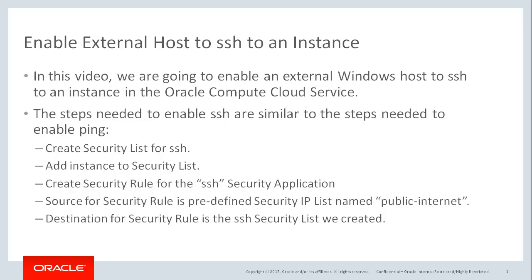We're first going to create a security list, but this time for SSH. We'll then add our instance to the security list. Next, we'll create a security rule, but this time for the SSH security application. We'll use the predefined security IP list named public internet as the source for the security rule. And for the destination, we'll use the SSH security list that we just created.